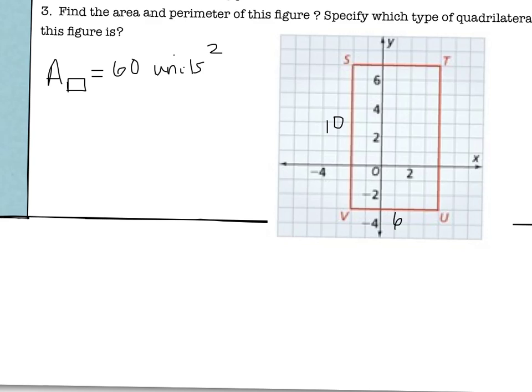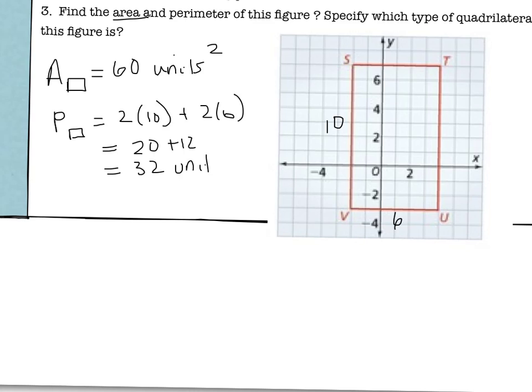Okay, so now let's actually figure out what the perimeter is. And again, it's going to be a simple thing to do because the perimeter of this figure is going to be simply 2 times the length and 2 times the width. So that's 2 times 10 plus 2 times 6, which you should easily get to be 20 plus 12, which is going to be 32, just units because it's perimeter. Okay, and now we need to specify the type of quadrilateral that this is.